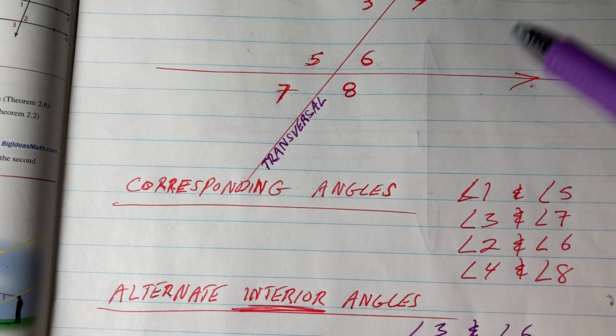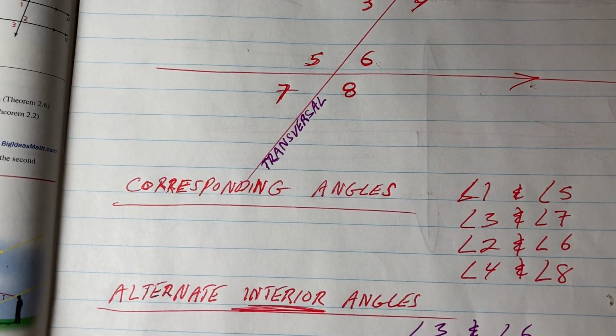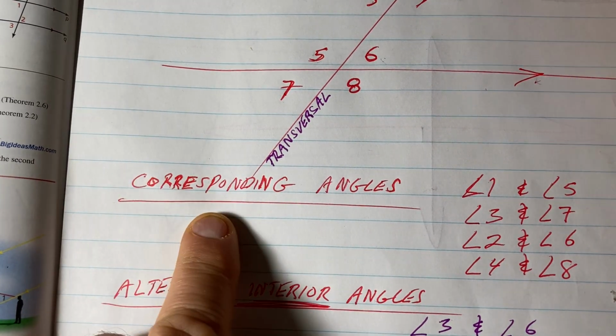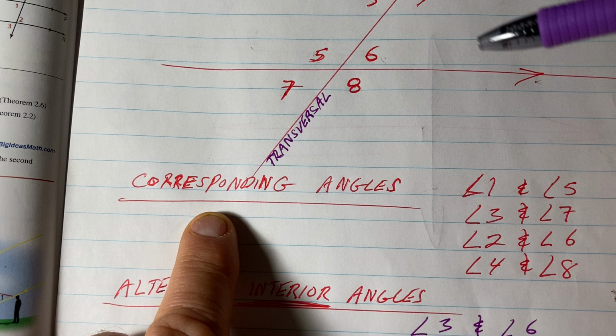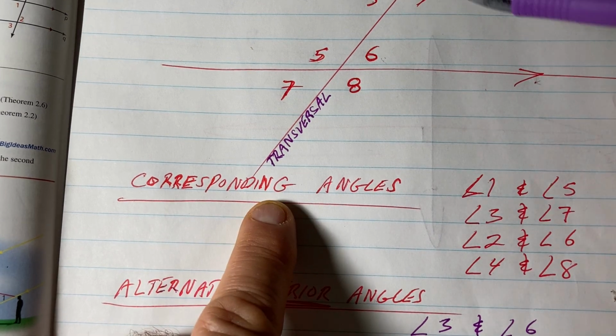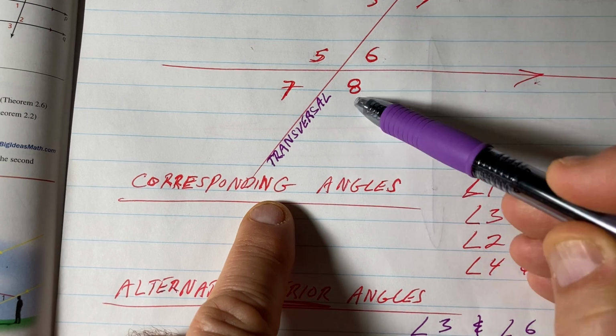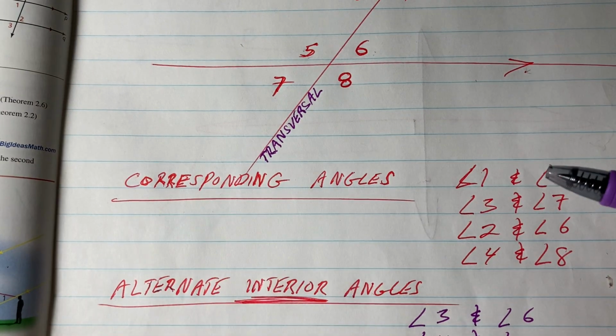be congruent. Angle 1 and angle 5 are congruent because they're corresponding angles. Angle 3 and 7 are congruent because they're corresponding angles. 2 and 6 are corresponding angles, therefore they're congruent. Angle 4 and 8 are congruent because they're corresponding angles.